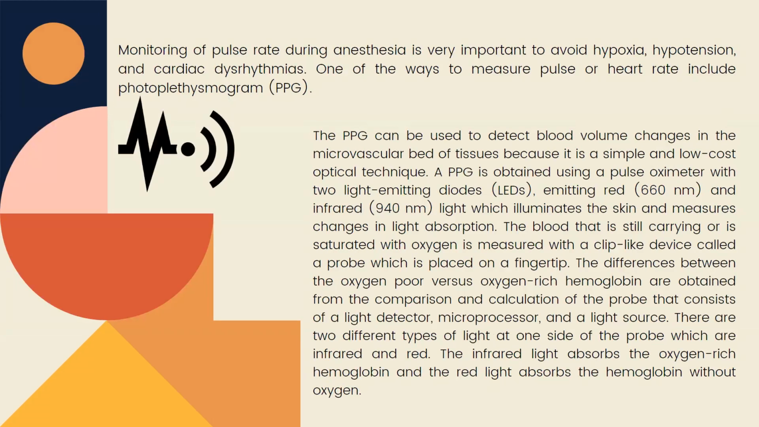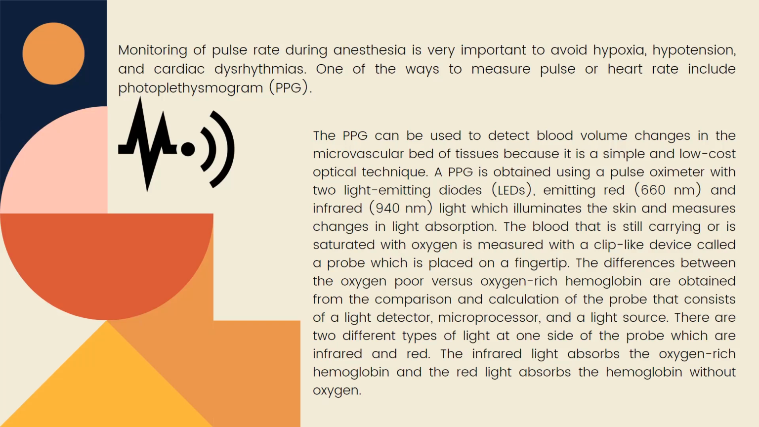Monitoring of pulse rate during anesthesia is very important to avoid hypoxia, hypotension, and cardiac dysrhythmia. One of the ways to measure pulse or heart rate includes PPG. The PPG can be used to detect blood volume changes in the macrovascular bed of tissues because it is a simple and low-cost optical technique.